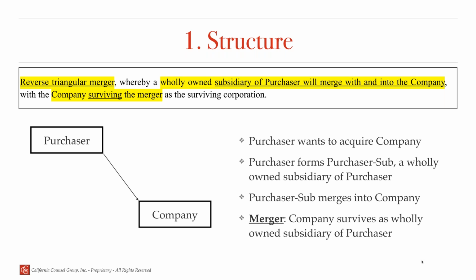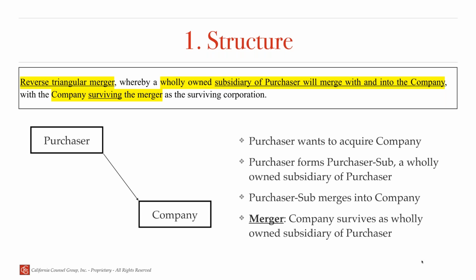Sounds fancy. There are various reasons why people do deals this way. A couple of them would be the original company that's getting sold survives, right? So all of its contracts are still with this company. It's not like the contracts have to be changed over to the purchaser sub. So it keeps a lot of the existing contractual and other relationships in place. There could be, for example, permits and other things that the company has that you don't want to lose.